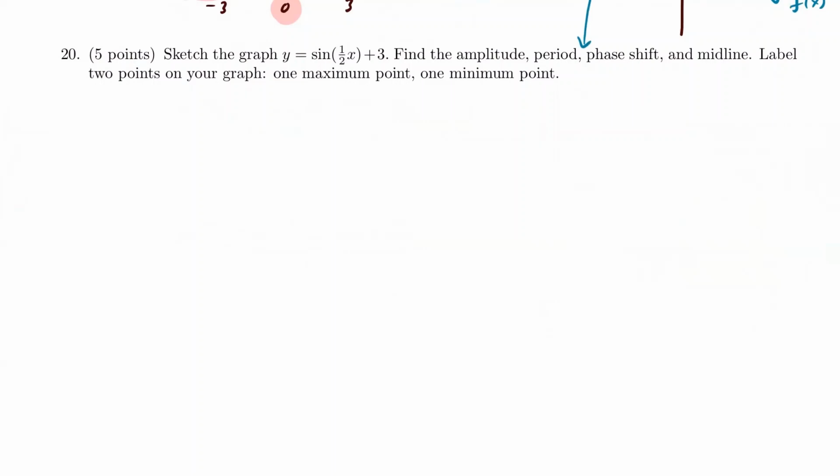All right, so first thing you want to do is figure out the amplitude of this graph. So the amplitude of this graph is the number in front of sine, which is 1 in this case. So the amplitude will be 1.